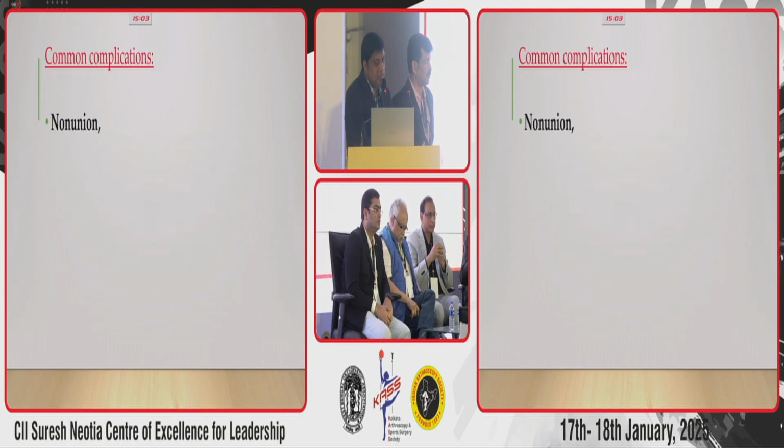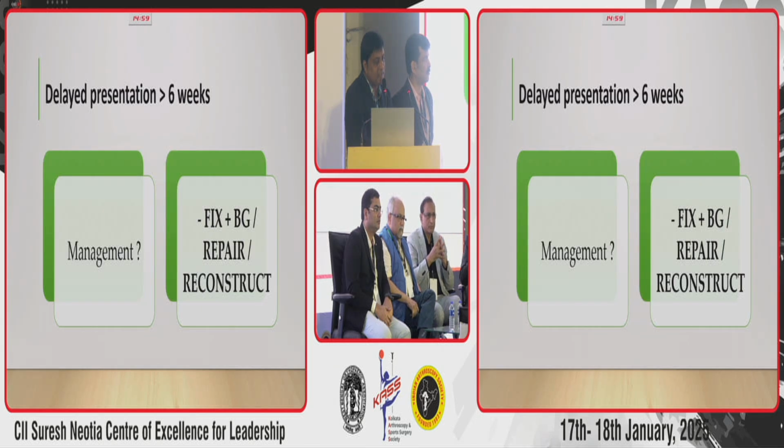Right. So these are the other common complications: non-union, post-traumatic arthritis, and stiffness. What about delayed presentations? Some patients will come around 6 weeks, 12 weeks. What will be our management or protocol? Would we still go and fix it, or bone graft, or do a direct reconstruction at a later date? I never used a bone graft even in a 6-month-old patient. Yes, sir. Treatment is the same as for non-union of fractures.